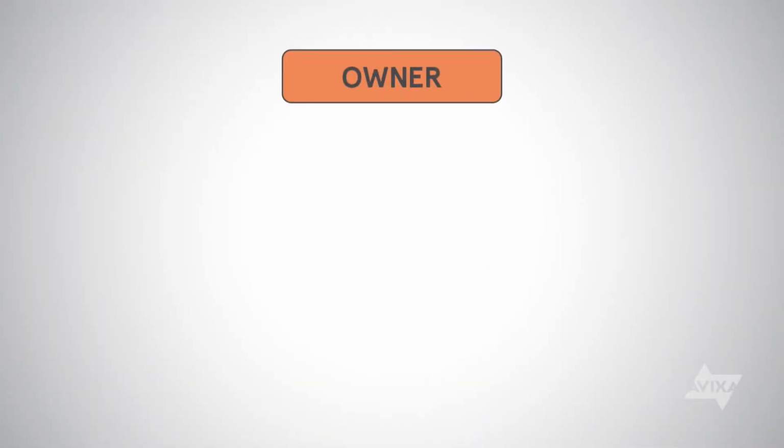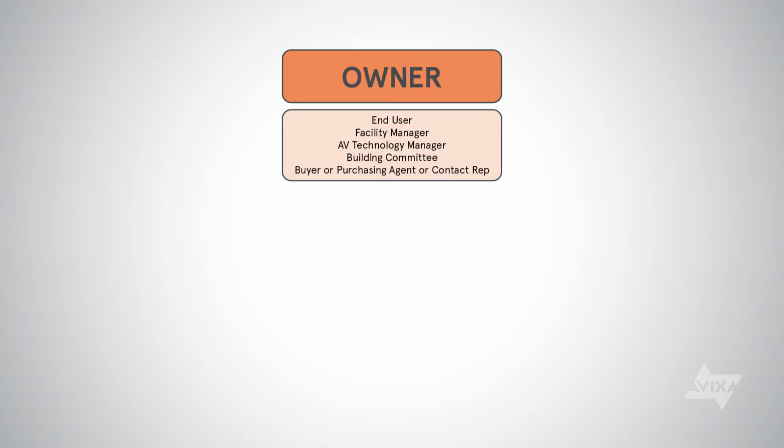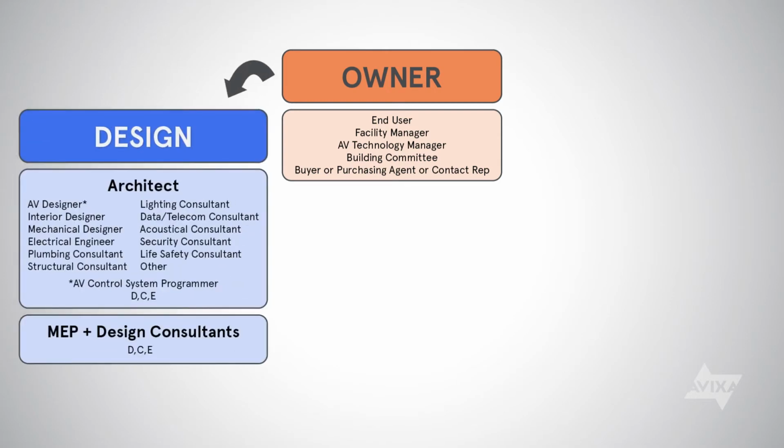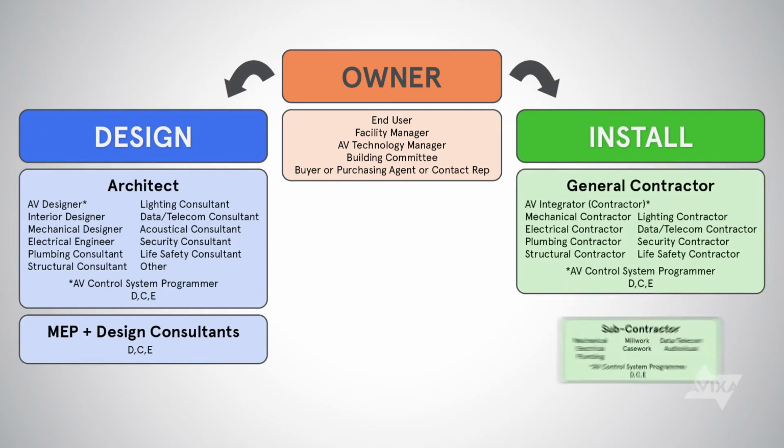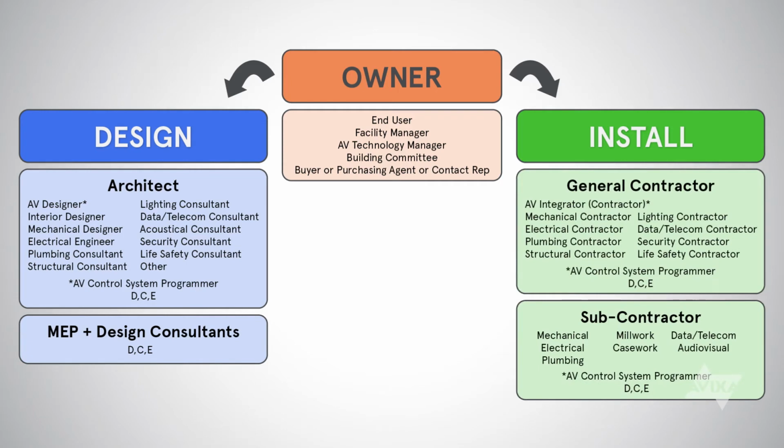Okay, one thing that I definitely want to talk about, which is important to understand inside of all of these project phases, are the people that are involved in the project phase. So I sorted out that there are owners, or people who have a stake in the project itself, right? So those are those end users, facility managers, AV tech managers, etc. Then we have our design team, and then we have our install team. And you'll see, based off of that graphic, some of the people that are involved in those two teams and kind of where their respective roles go.